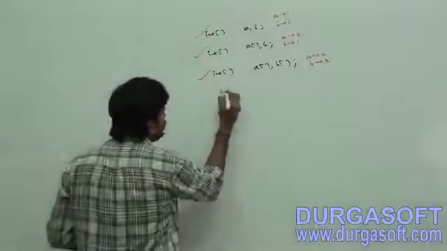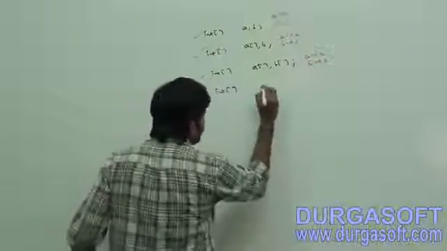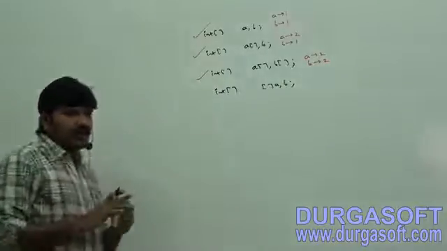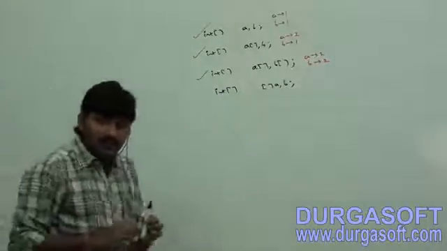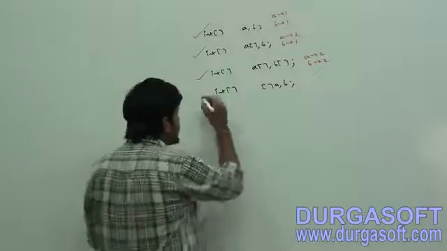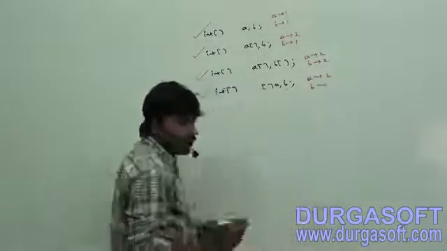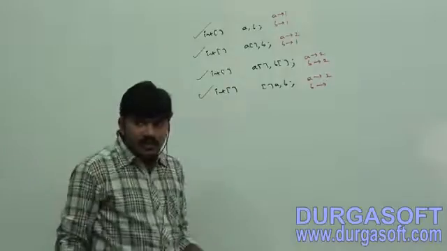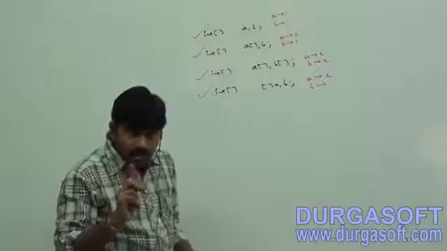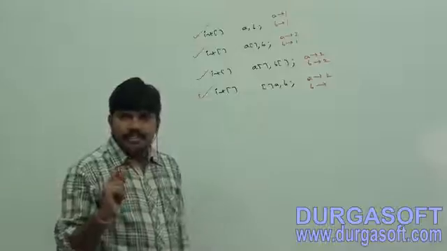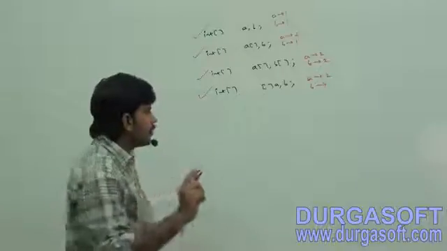Next, int array A comma B. Can you tell what is A's dimension? What is A's dimension? 2. What is B's dimension? What is B's dimension? Make sure B's dimension is.